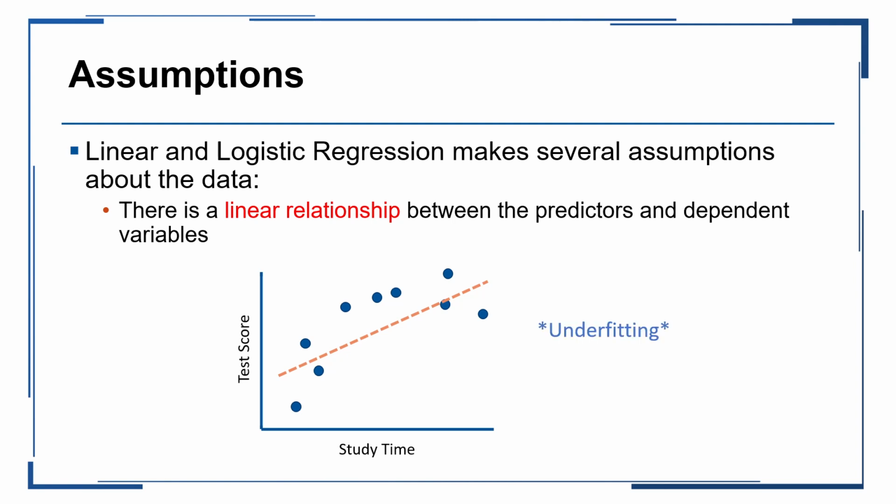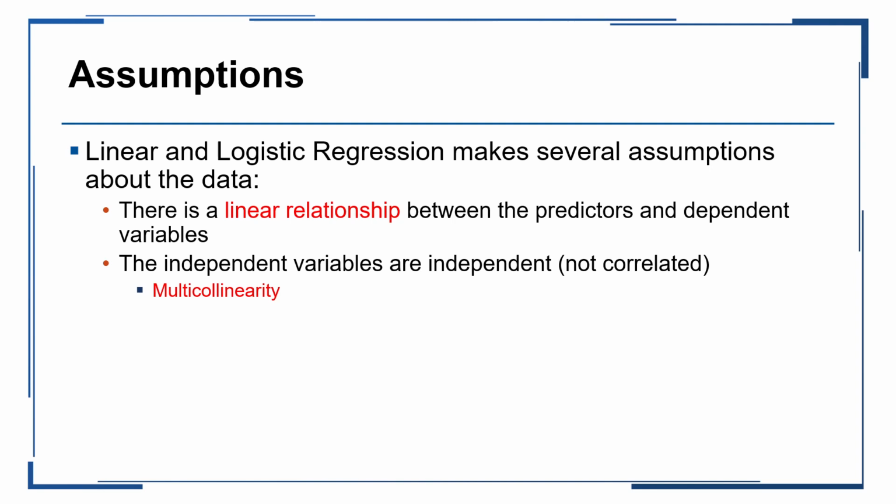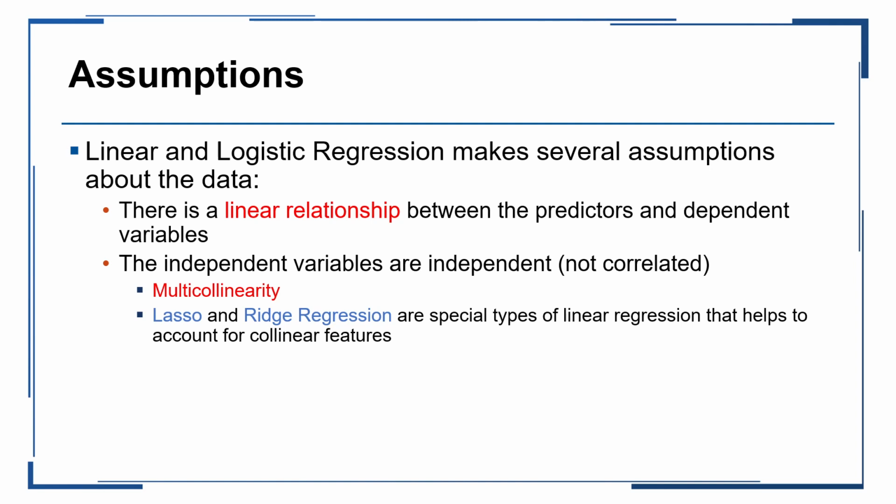This is a concept known as underfitting, where the model doesn't have the necessary complexity to capture the relationships in the data. This is in contrast to a related concept known as overfitting, where the model is overly complex, but we'll visit this concept a little bit later. Other assumptions made by linear and logistic regression are that the predictors are independent. If you include variables that are highly correlated with each other as predictors, the model may not be able to converge effectively. This is an issue known as multicollinearity. There are variants of linear regression, known as lasso and ridge regression, which help to account for collinear features. Without these methods, however, it's typically a good idea to examine the correlations among your predictors and remove those that are found to be highly correlated with others.